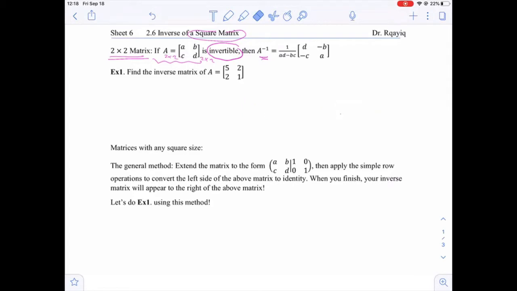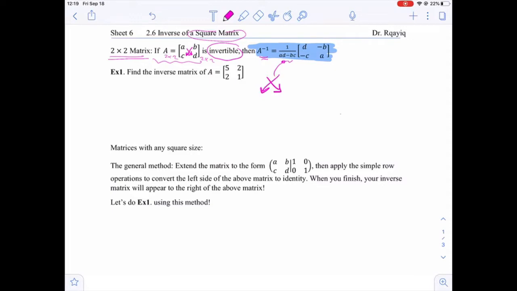Now, how do we find the inverse of 2 by 2 matrices? In this case, we apply this formula. The inverse, A inverse, is 1 over ad minus bc. What is ad minus bc? We multiply the main diagonal, a times d, minus b times c, the other diagonal, and we put that in the denominator here. So this is ad minus bc.